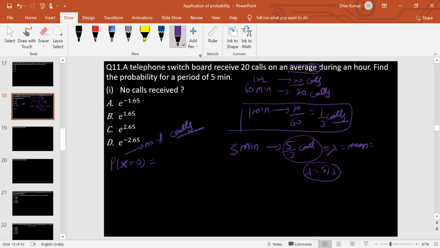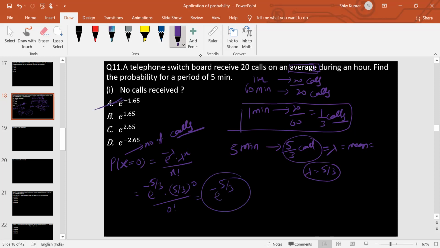So x is equal to 0 means you apply the formula, that is e raised to minus lambda into lambda to the power x divided by x factorial. So e raised to minus 5 by 3 and 5 by 3 to the power 0 divided by 0 factorial. If you simplify, you will get e raised to minus 5 by 3. So option A is the right answer. Whenever you are solving a problem based on the Poisson distribution, you need to find the mean.